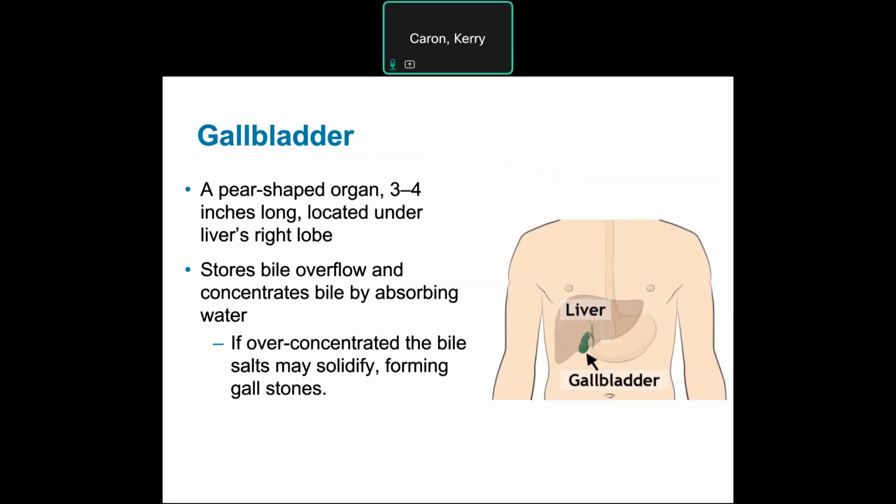The gallbladder. Okay, so the gallbladder, we can live without. If we don't have it, we don't store the bile there. It is pear-shaped. It's about 3 to 4 inches long, and it's located tucked underneath the liver's right lobe. So it is going to store any excess bile overflow. It's also going to concentrate bile by absorbing some water, so it's going to make it more concentrated. Sometimes if we over concentrate the bile, that's when we get gallstones. So gallstones are an unfortunate product of us taking out too much water.